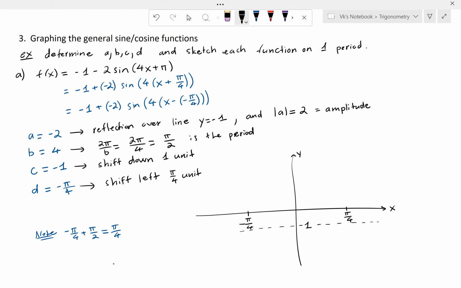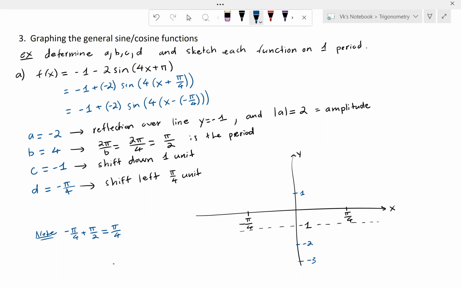The amplitude is 2, meaning I have to go up here 1. I could go up 1, plus 1 from -1 is 1, and down to -2, -3.